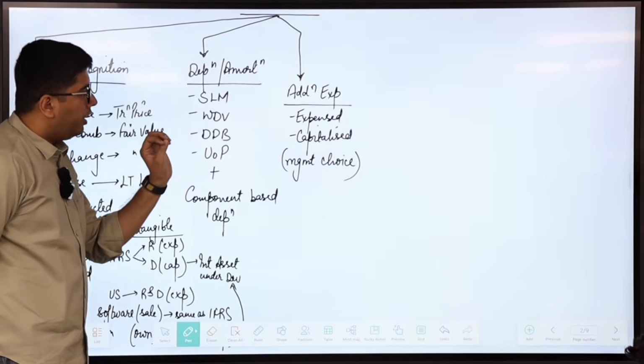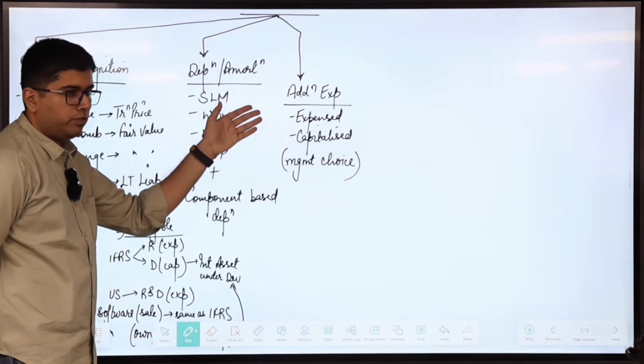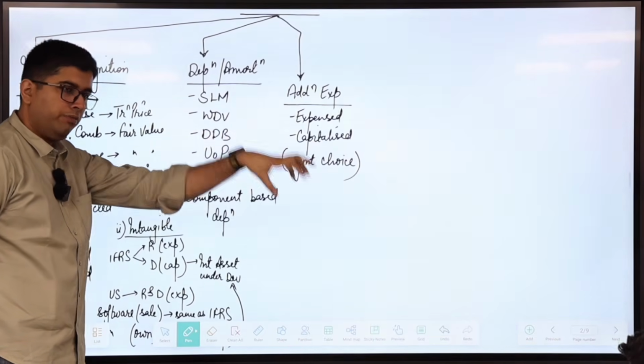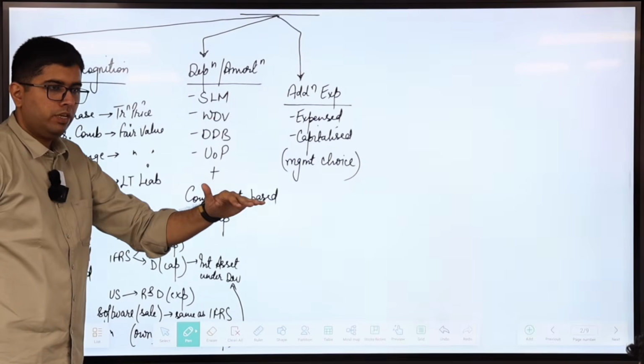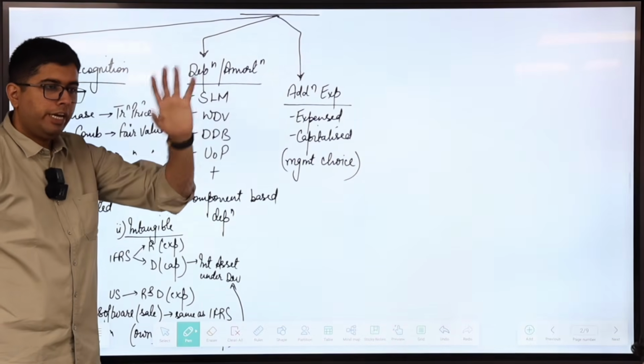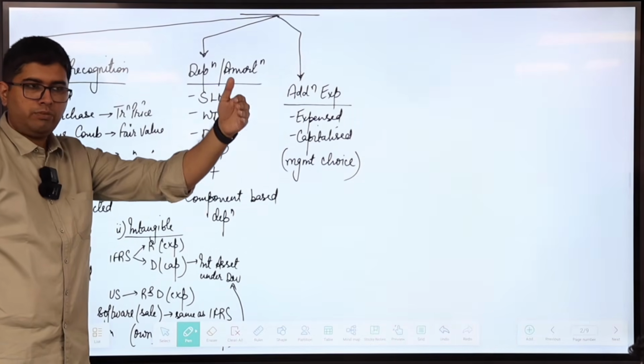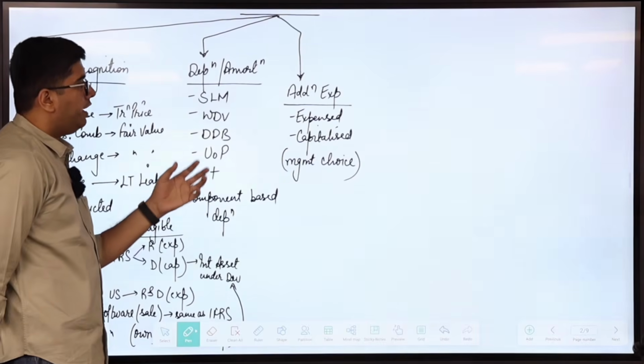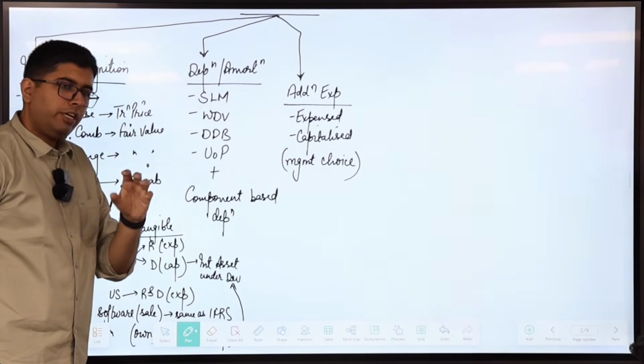Apart from this, you should have a basic understanding that if you expense, all the expenditure is showing up in first year itself, so your income will be less. If you capitalize it, you create an asset and then depreciate it. So expense will happen gradually. So just understand how it will impact your assets in the balance sheet and your profits.